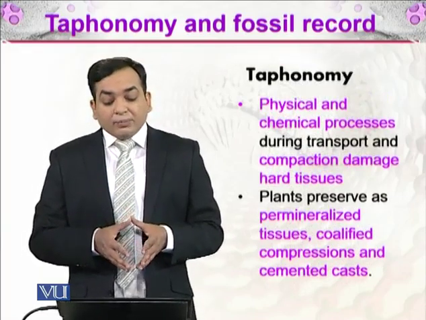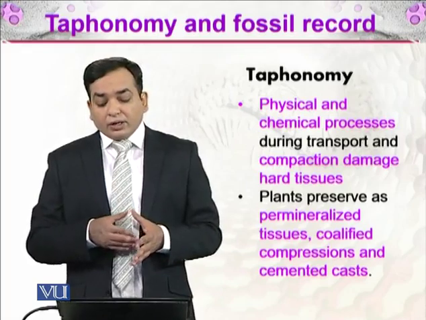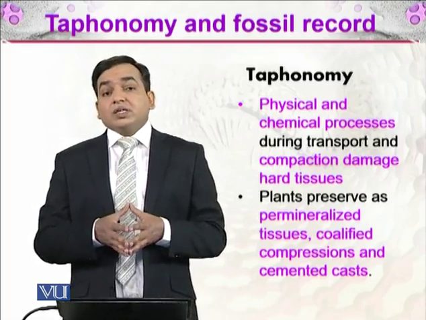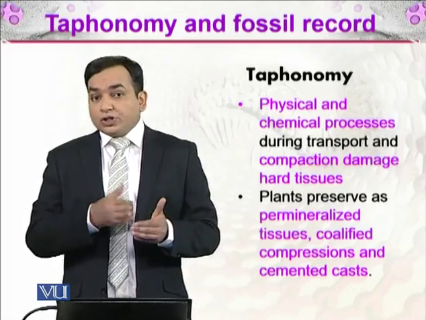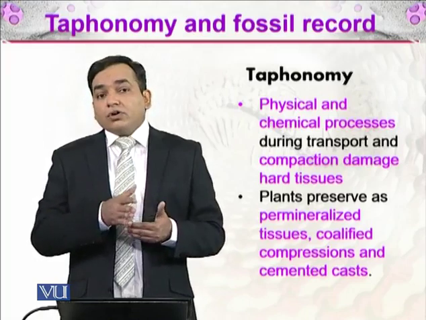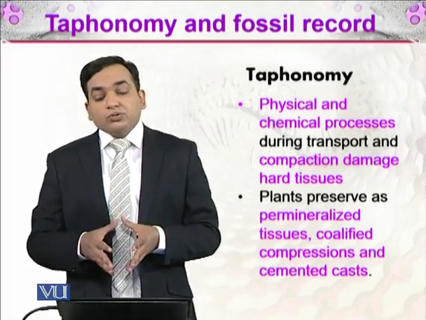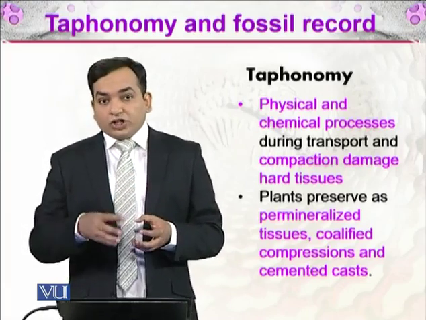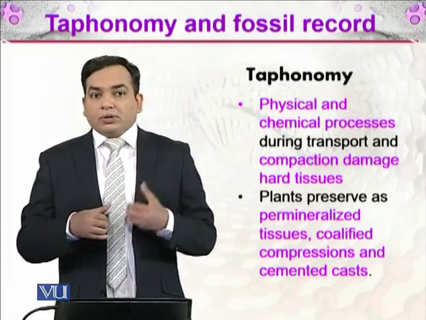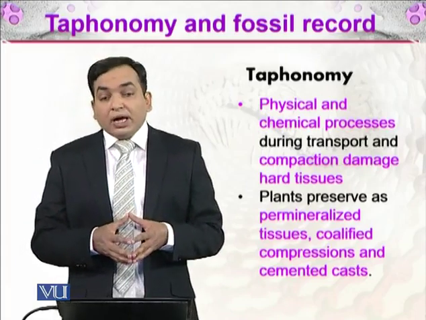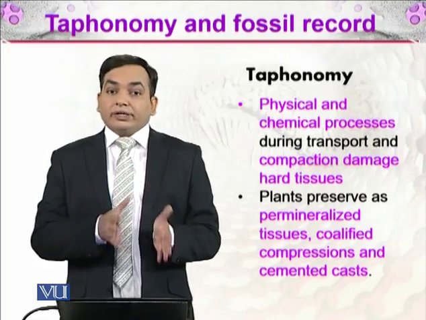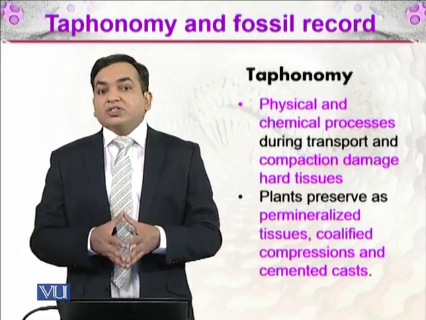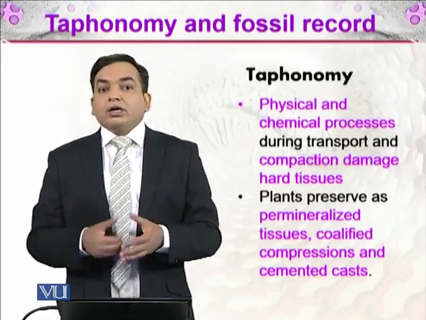The physical and chemical processes during transport and compaction, and the damage to the hard tissue, all occur after the initial preservation. After a fossil is preserved, it undergoes physical and chemical changes, and there might be some transport as well. How does that transport affect it? Does it help, or does it distort the information that was going to be preserved?